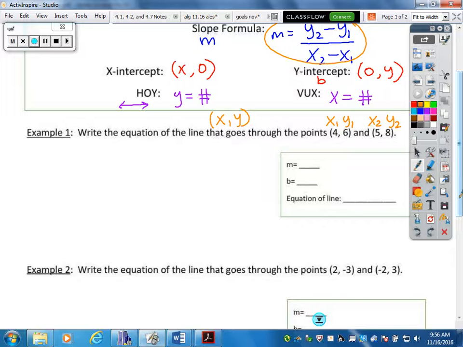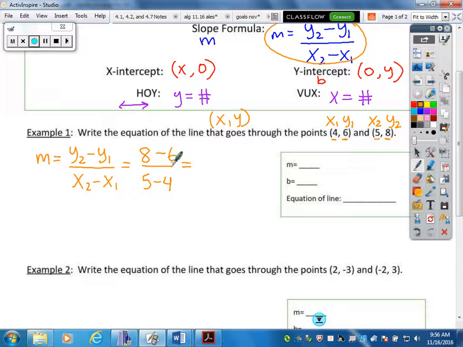Okay, so in order to write the equation of the line, we need the slope and the y-intercept. So we've got 2 points. We can find the slope by using the slope formula, y2 minus y1 over x2 minus x1. So simply what we need to do is plug those values in that we already identified. So the second y minus the first y, 8 minus 6, over the second x value minus the first x value, 5 minus 4.